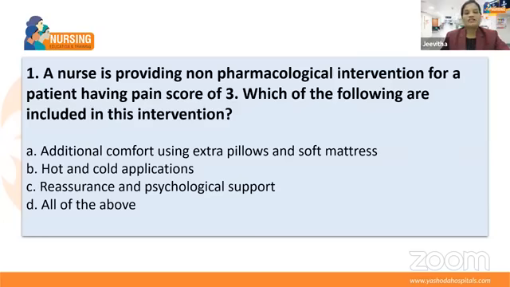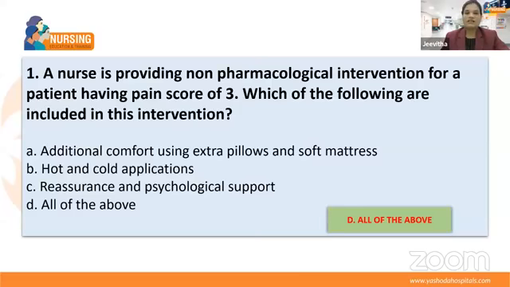Now this is a time to ask questions. A nurse is providing non-pharmacological interventions for a patient having pain score 3. So as a nurse, what will you do? Additional comfort using extra pillows, hot and cold applications, reassurance, or all of the above? Yes, the option is all of the above.